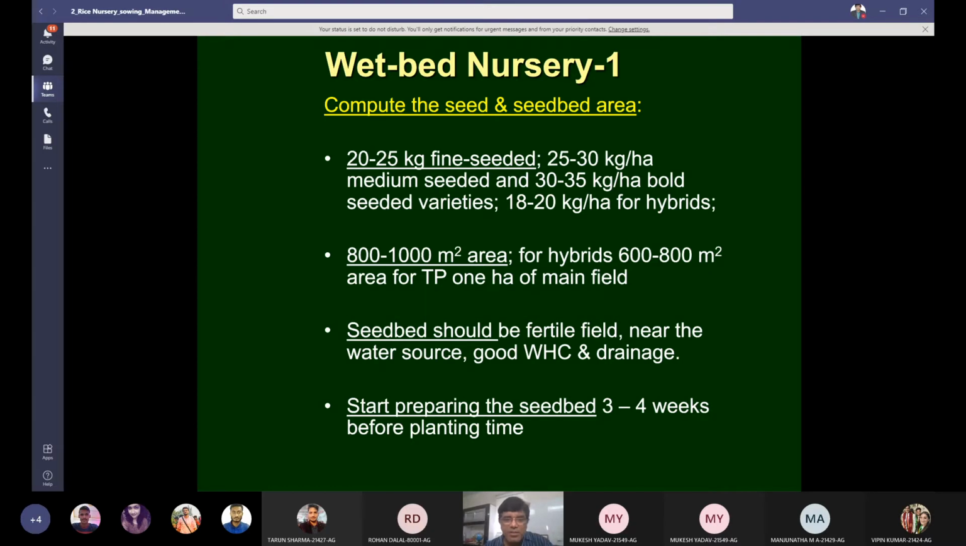So on an average, you need 800 to 1000 meter square area for general or high yielding varieties or common varieties. And for hybrids, you need less area because the seed rate is also less. So in proportion to seed rate, we can reduce the area to 600 to 800 meter square for transplanting of 1 hectare main field.